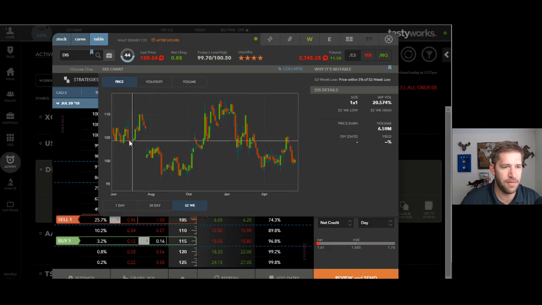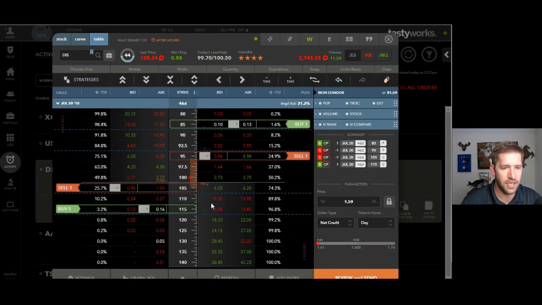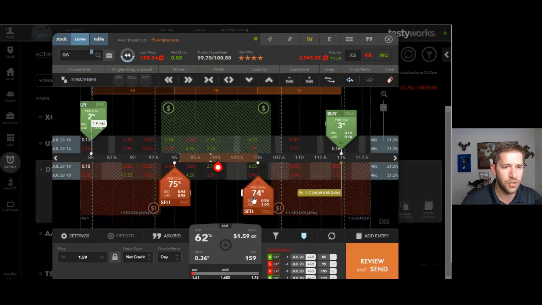But anyways, I like to have a position on in Disney, but as you know about me, I don't like to pick direction. And as I look at Disney's stock price and stock chart over the last 52 weeks, I could not tell you if it's going up, down, or staying the same. So for me, a good trade in this position is just your classic iron condor. It's a delta neutral strategy.